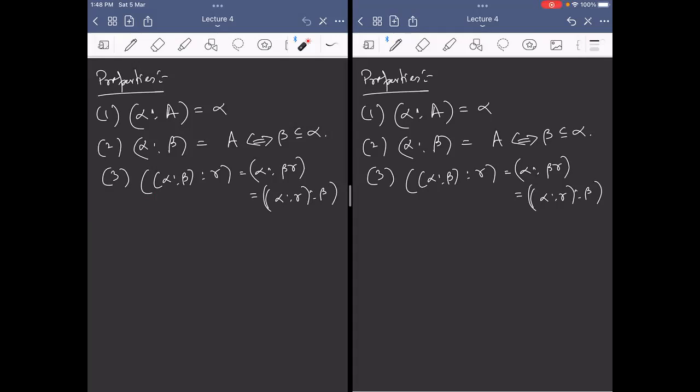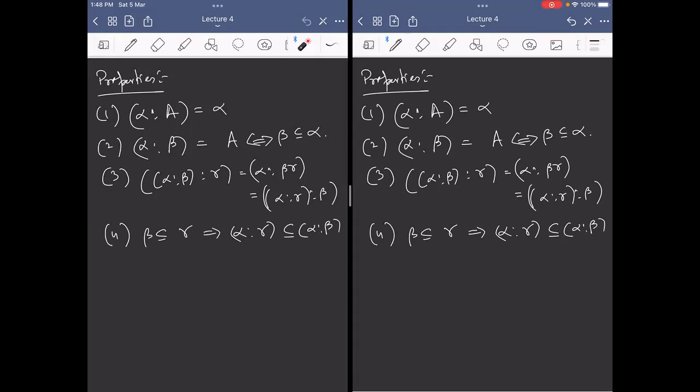Okay, what is next? So the fourth one is that if you have some inclusion relation, beta subset of gamma, then that implies alpha colon gamma is a subset of alpha colon beta. Because if you take some x from alpha colon gamma, then x gamma is inside alpha. And if you multiply the same x with beta, then x beta is inside x gamma and therefore inside alpha. So this was again a trivial statement.